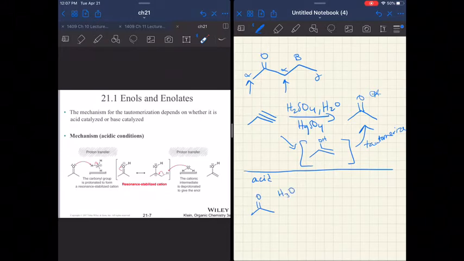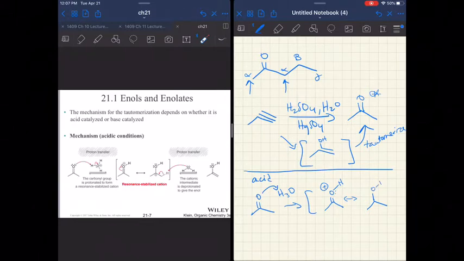So in acidic conditions, the first thing we're going to do is protonate our carbonyl. This is going to have a resonance structure that is important, that shifts that positive charge onto the carbon. This proximity to a positive charge makes this alpha proton much more acidic. And remember, this is acid catalyzed, so we are going to get our acid back. We don't have a strong base, so water is going to be the base. And that is going to give us our enol.